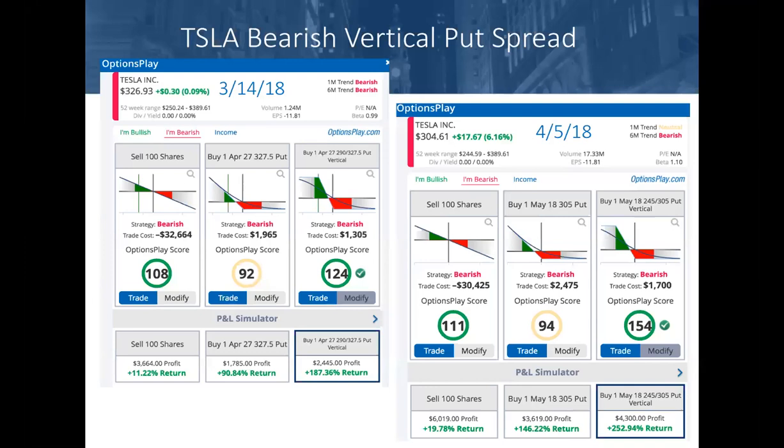So that's what we talk about when we say vertical put spreads give you a way to participate in the stock on the downside, cut your cost, and improve your profitability.